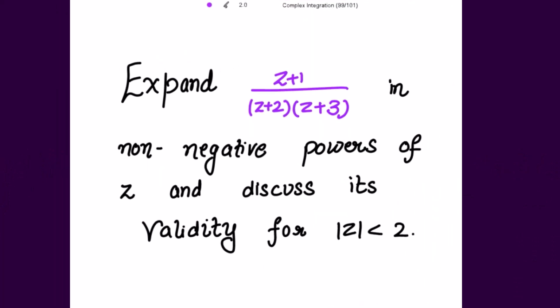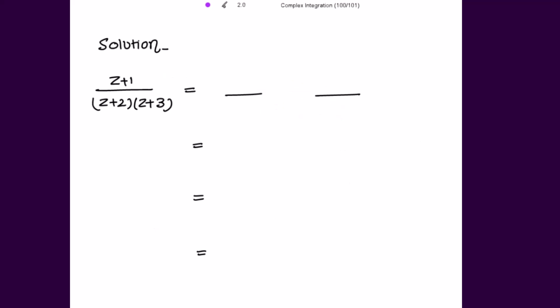Expand (z plus 1) over (z plus 2)(z plus 3) in non-negative powers of z, and also we have to discuss its validity for mod z strictly less than 2. Now here an expression is also there in the numerator, right? So first again we have to work on partial fractions. So for that, writing z plus 2 over here and z plus 3 over here.